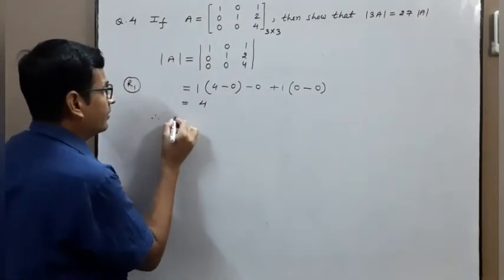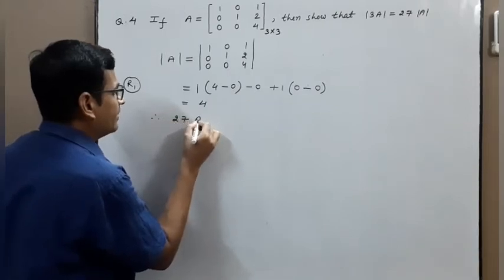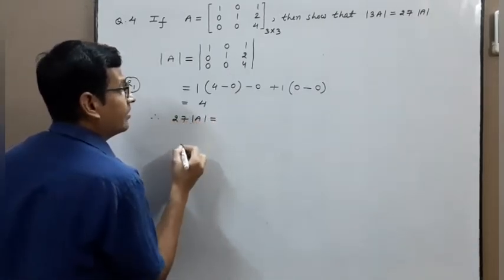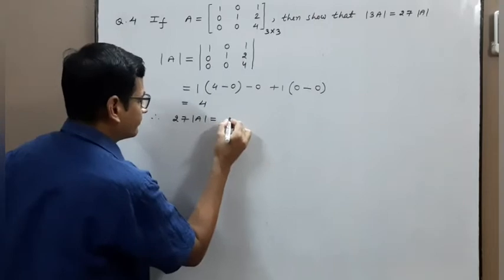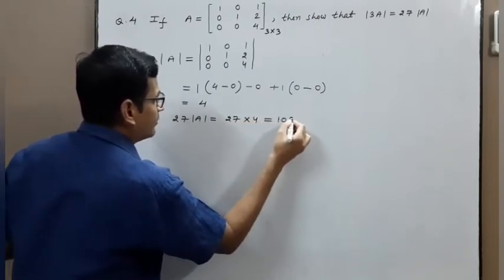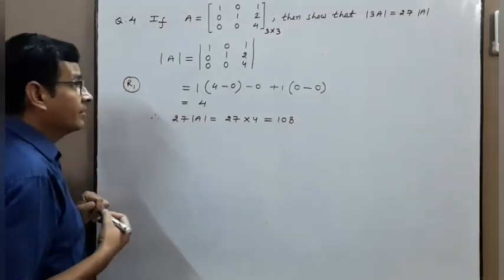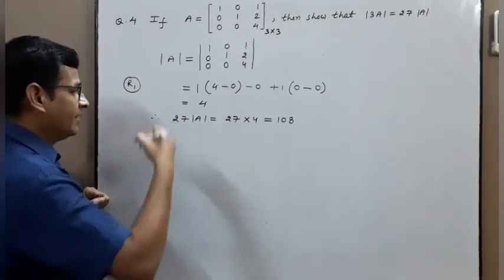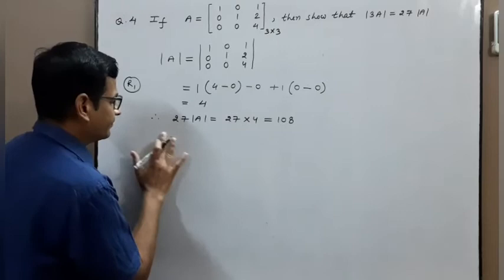Therefore 27 into determinant A is equal to 27 into 4, which is equal to 108. Now find the value of determinant 3A. So first find 3A.